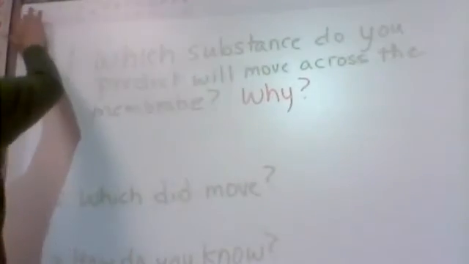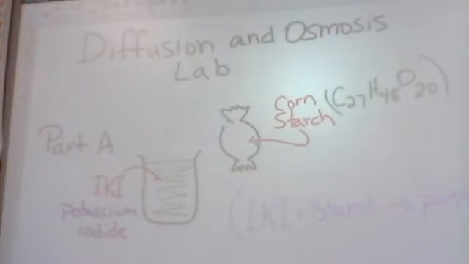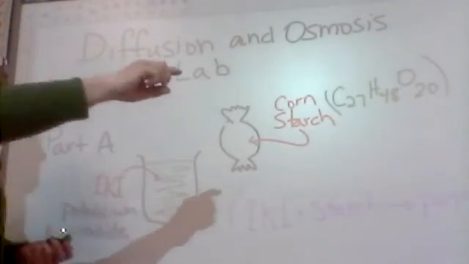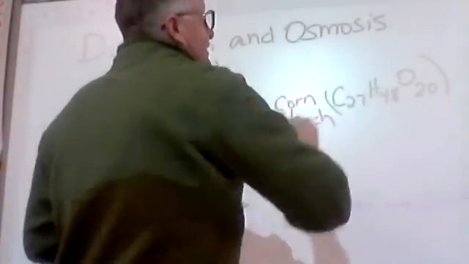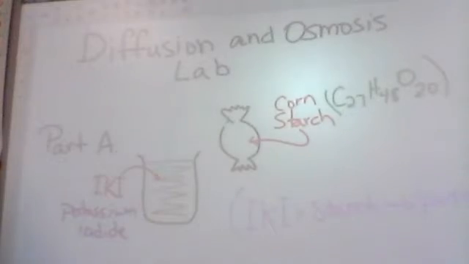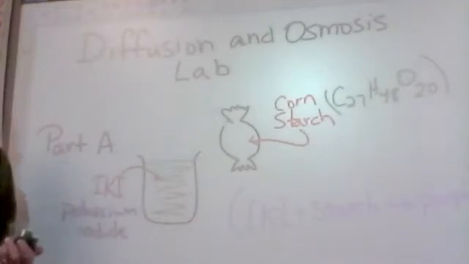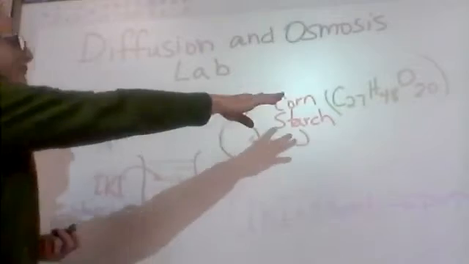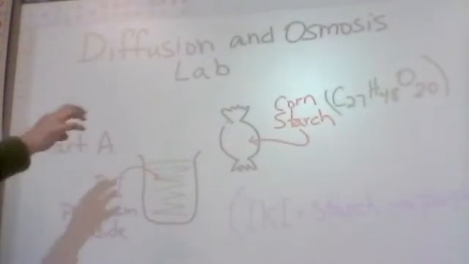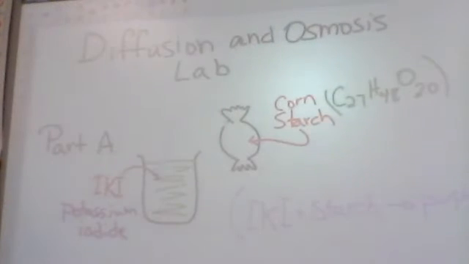And the reason why is that in IKI there are 3 atoms. There are 95 atoms in one starch molecule, only 3 in IKI. This one's much, much larger. That's why I wrote the formula up there. 95 different atoms and only 3, so it's much easier, just like in the demonstration that I had here, the smaller ones could go through, the bigger ones can't.